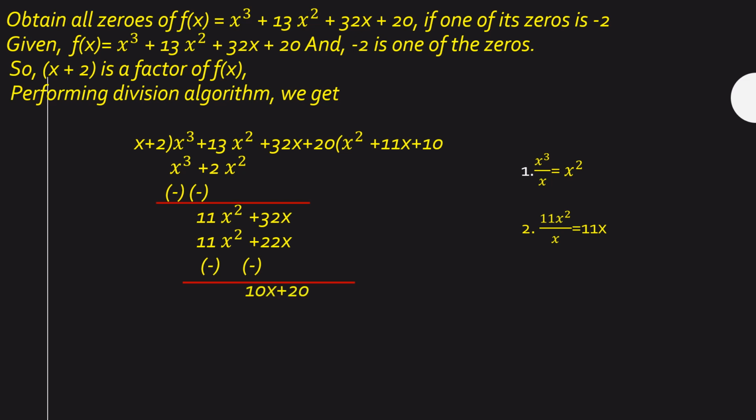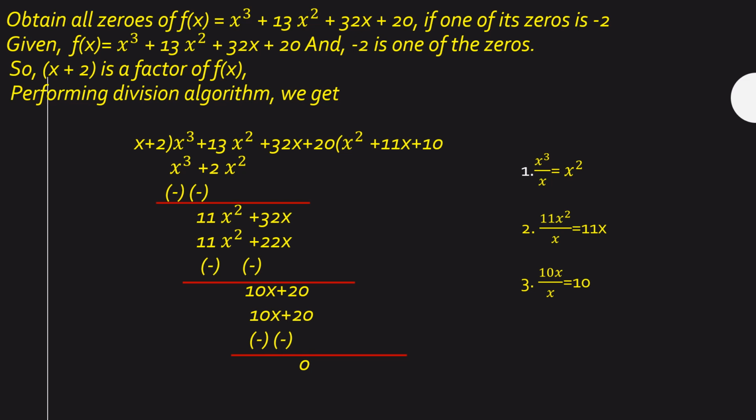Now the third step, again we have to follow the first term in the dividend, 10x, by the first term in the divisor, x. So 10x by x I will get 10. So that 10 will be the last term in the quotient. With that 10 we have to multiply x plus 2, so that I will get 10 into x, 10x, plus 10 into 2, 20. By subtracting those two, I will get 10x minus 10x and 20 minus 20, which results in 0. So we get the result 0, which means x plus 2 is a factor. That's why we have mentioned that x plus 2 is a factor.